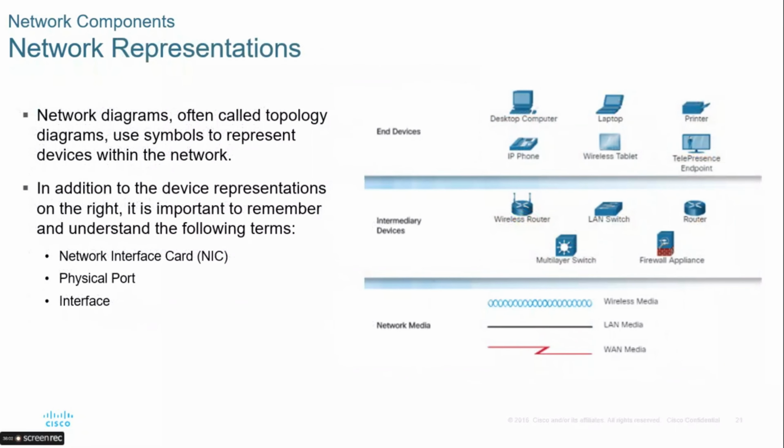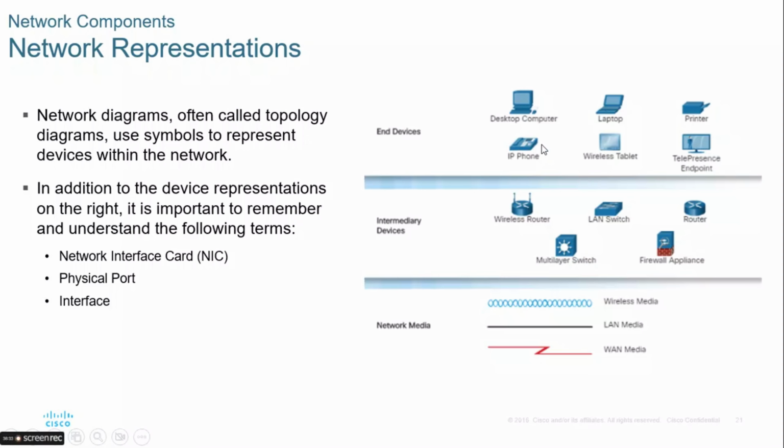Network representation. Networks are represented in different diagrams, and those diagrams are called topology. To achieve the topology, symbols are used, and these are the symbols. This is a symbol for a desktop computer, this is a symbol for a laptop, then this is a symbol for a printer, and this is a symbol for a Cisco IP phone, or generally an IP phone.